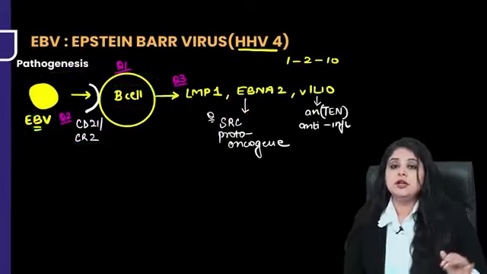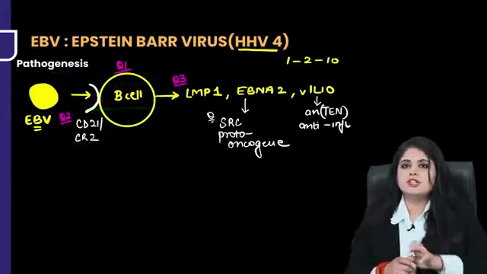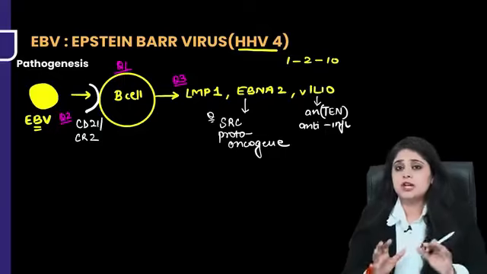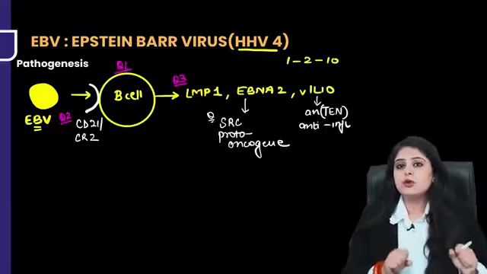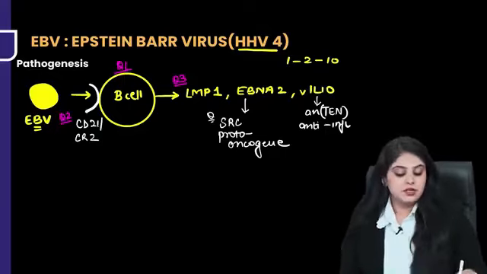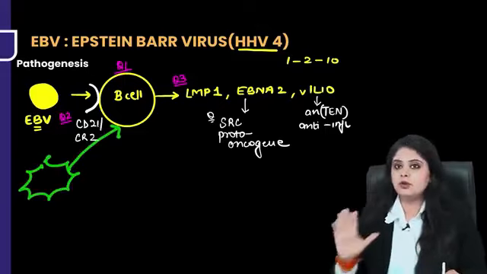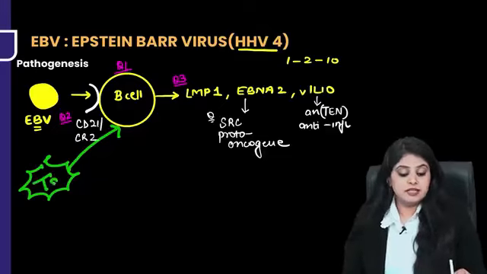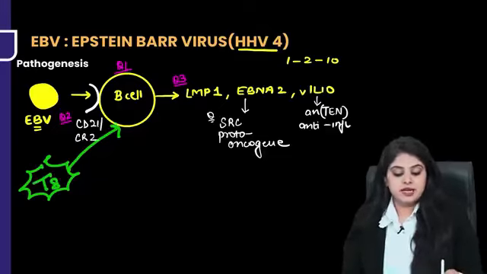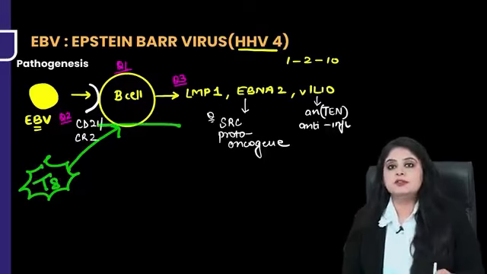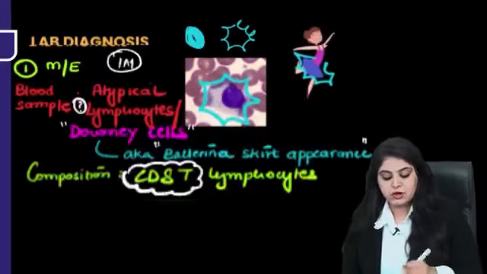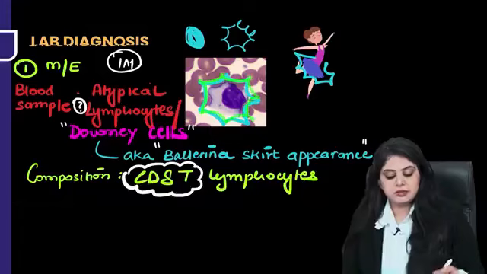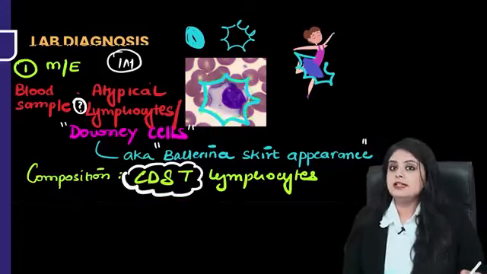B lymphocyte, but imagine the B lymphocyte has been hijacked. So which is the cell that's going to come and save the hijacked cell? There comes the ballerina skirt, who's going to come and save it. It says, okay, I'm your cousin brother, I will come and save you. So the CD8 T lymphocyte comes and says, I will rescue my brother B cell. So if someone asks you what is the composition of the ballerina skirt appearance, that is a CD8 T lymphocyte.